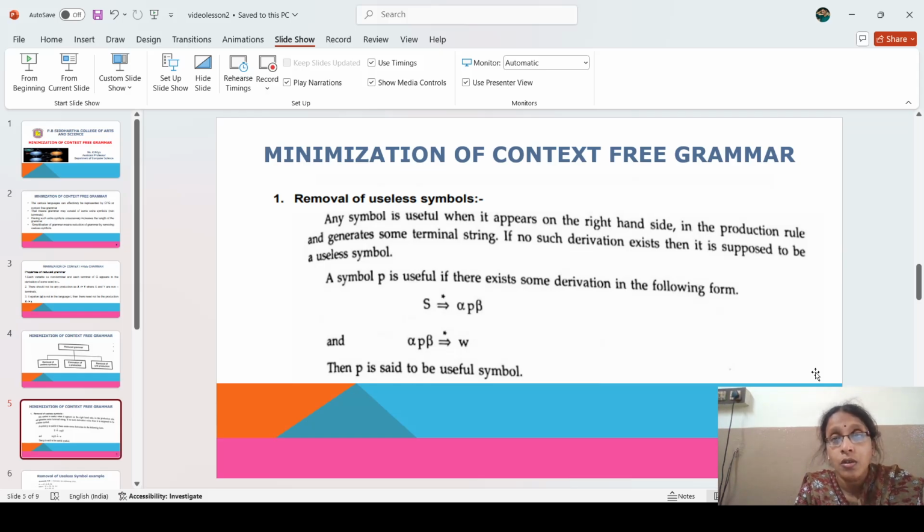Here the terminals are denoted with lowercase letters and non-terminals are denoted with uppercase letters. On the right hand side, from P it can derive a string, that is W. So then P is called a useful symbol. If P does not derive any string, then that symbol is called a useless symbol. Here in this example, P is deriving the string W, so P is said to be a useful symbol.